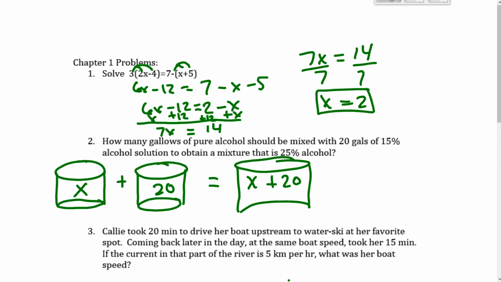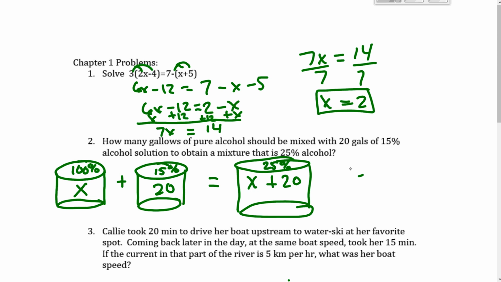And big, huge jar. Now, of that X many gallons, I want it to be pure, so that would be 100% of this. So that's 1. If I move my decimal over 2, that's just 1. And then of the 20 gallons, I want a 15% solution, so that's 0.15. And then of this mixture, I want a 25% solution. Okay, so I change these percentages into decimals.